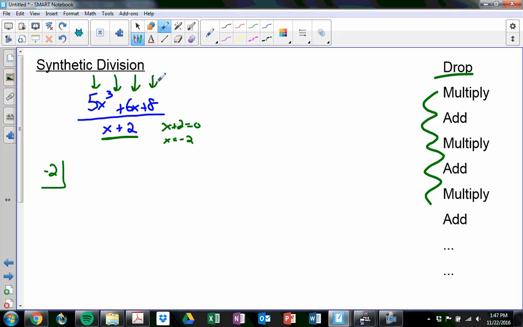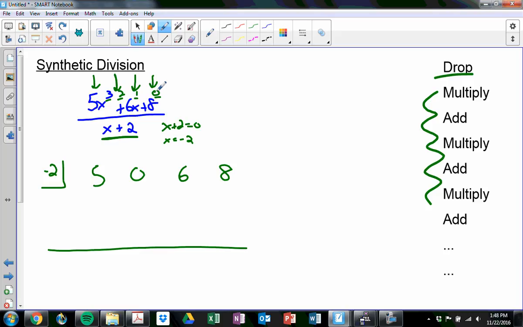And I had this extra arrow here on purpose. It goes 5, 0, 6, 8. I have to put the 0 there to count as a placeholder. It goes x to the third, x to the second, x to the first, no x's. The powers have to come in decreasing order: third, second, first, 0.